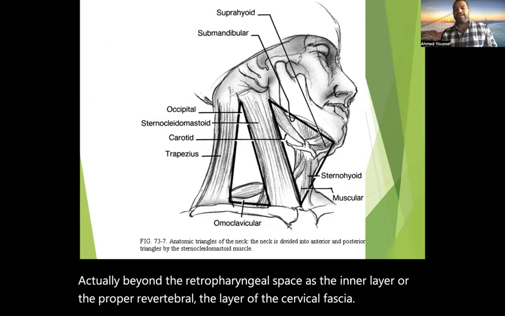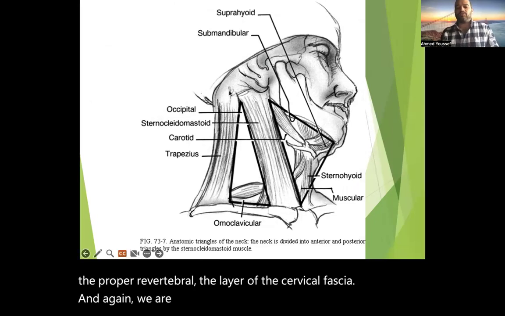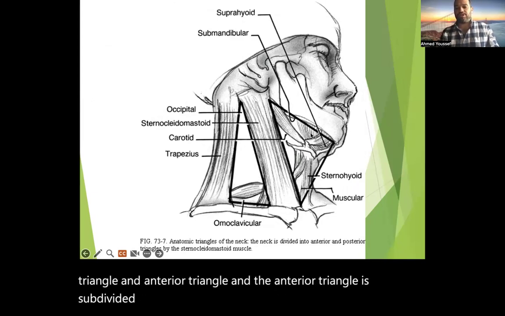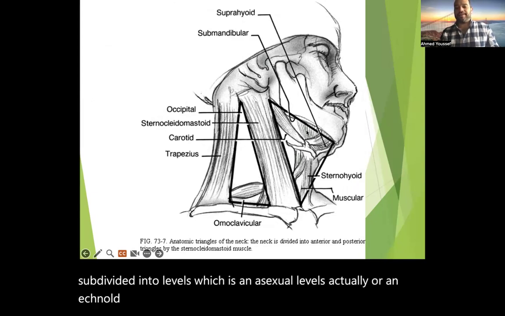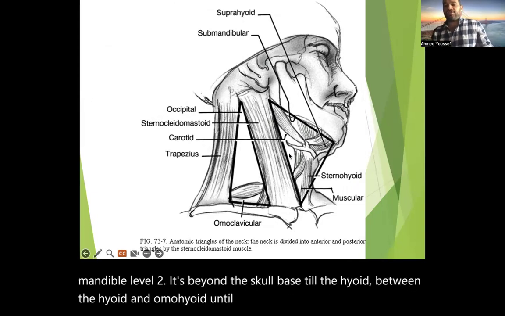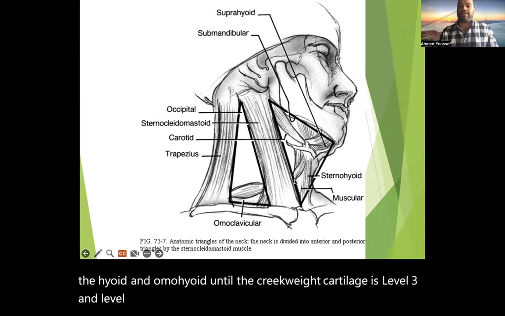Again, we describe the neck in triangles, posterior triangle and anterior triangle. The anterior triangle is subdivided into levels, which are the neck dissection levels, or neck node levels. Level 1A and B is between the digastric and the mandible. Level 2 is from the skull base to the hyoid; level 3 is between the hyoid and the cricoid cartilage; and level 4 is beyond the omohyoid.